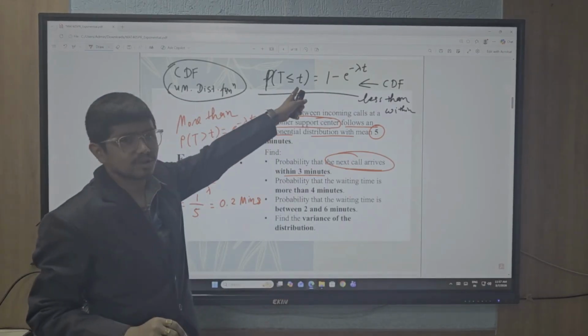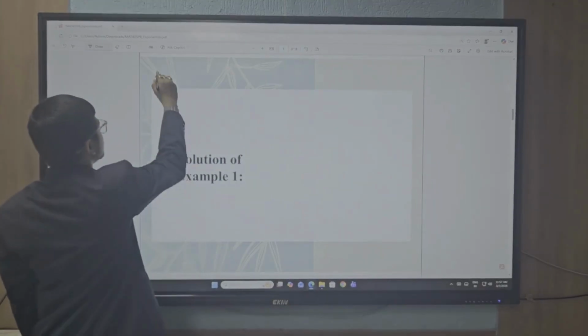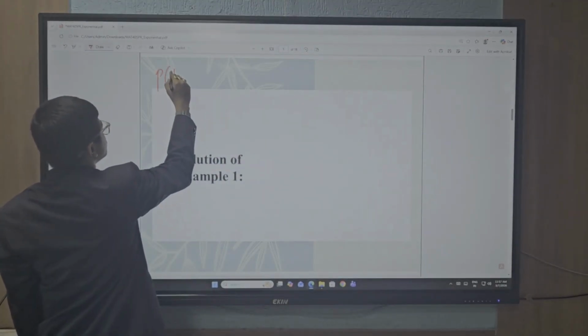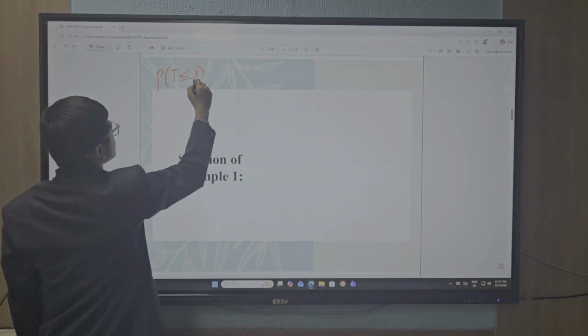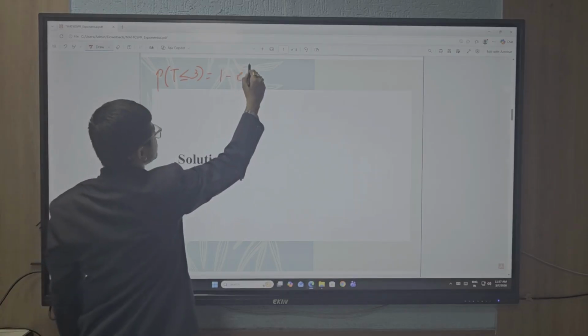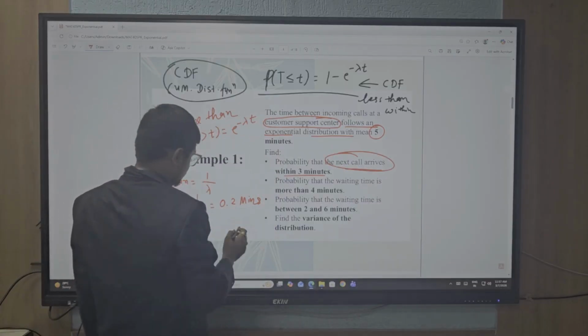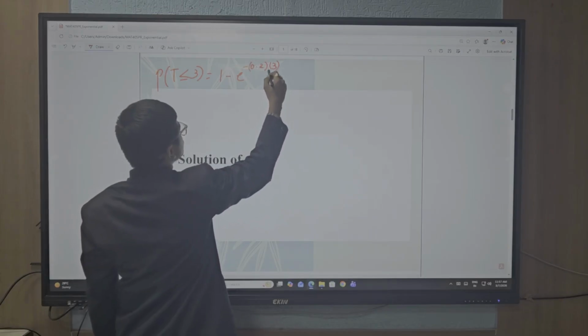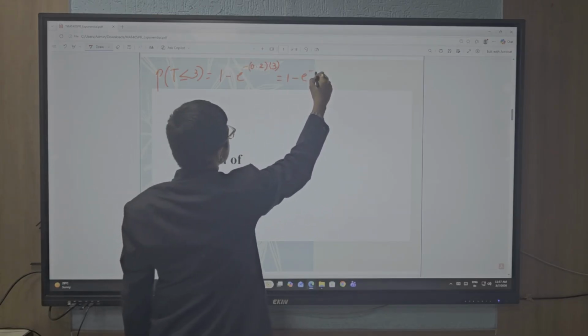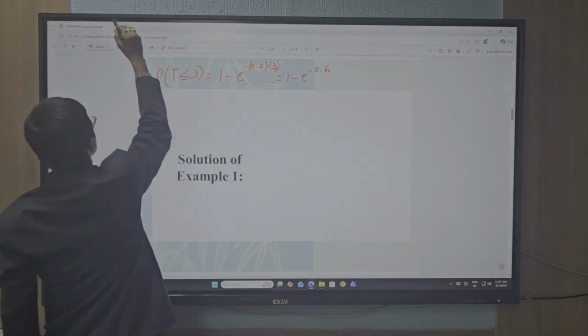Within means less than. So we have to calculate the probability of T less than 3, which means 1 minus e raised to minus lambda t, with lambda 0.2, into 3, so 1 minus e raised to minus 0.6.